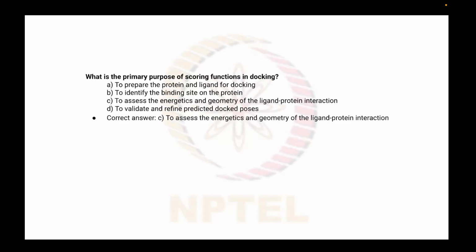It is mostly about assessing the energetics and geometry of the protein-ligand interactions. The computational or statistical-based methods to identify the binding sites were discussed in a previous class. They include distance-based methods, energy-based methods, and ASA-based methods. But those don't come under scoring functions. Scoring functions assess the energetics and geometry of the protein-ligand interactions.